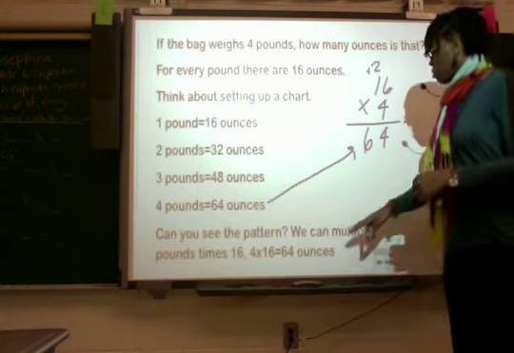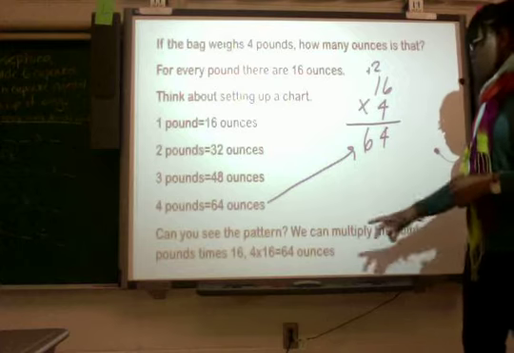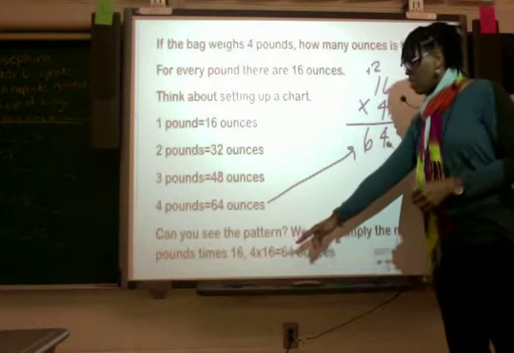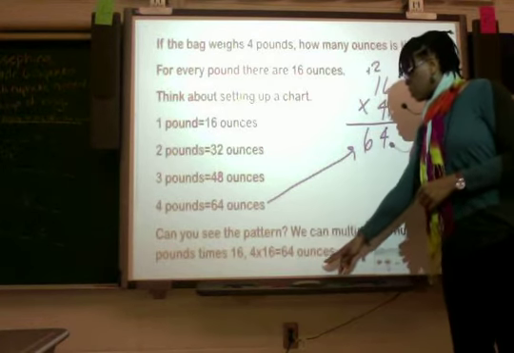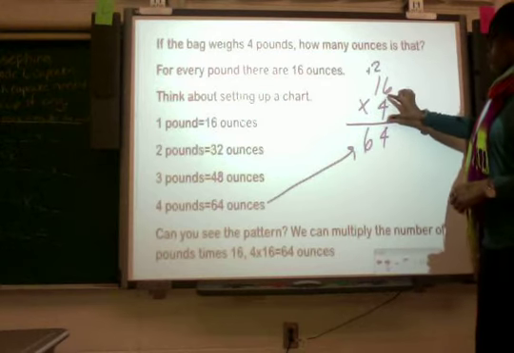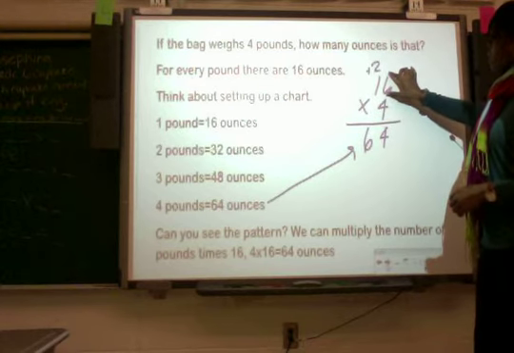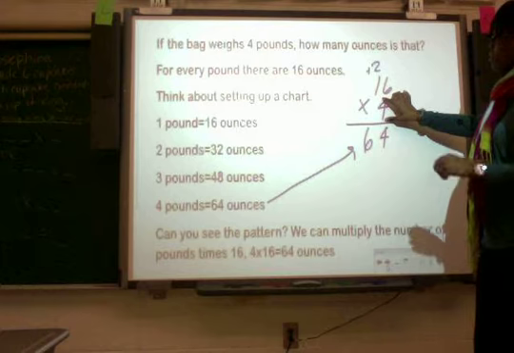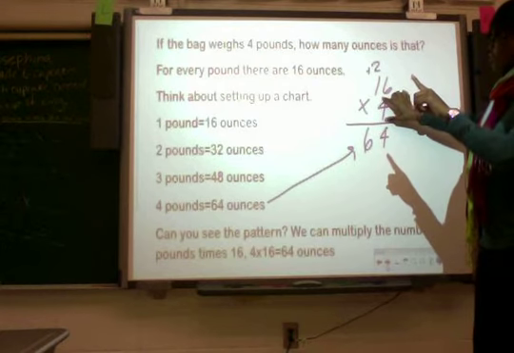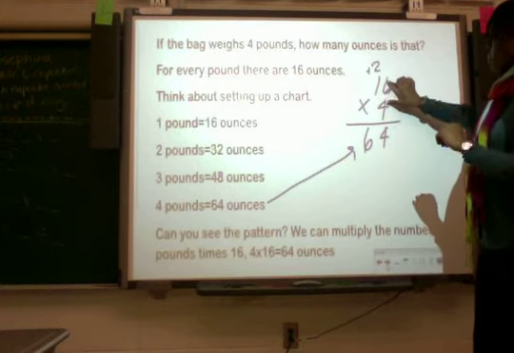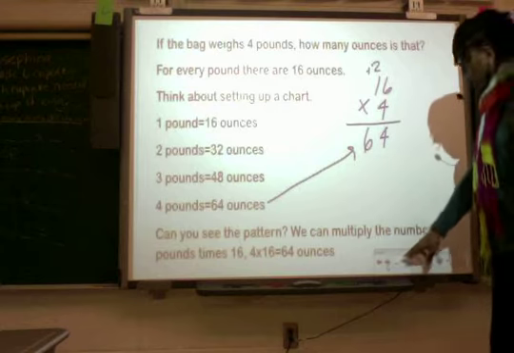So with that, we can multiply the number of pounds times 16. 4 times 16 equals 64 ounces. So we need the number 16 four times. 1 pound is 16 ounces, so 4 pounds times 16 is 64 ounces.